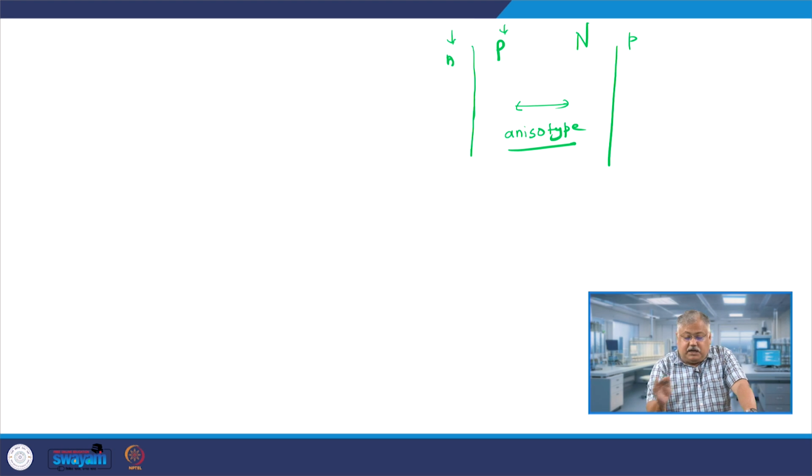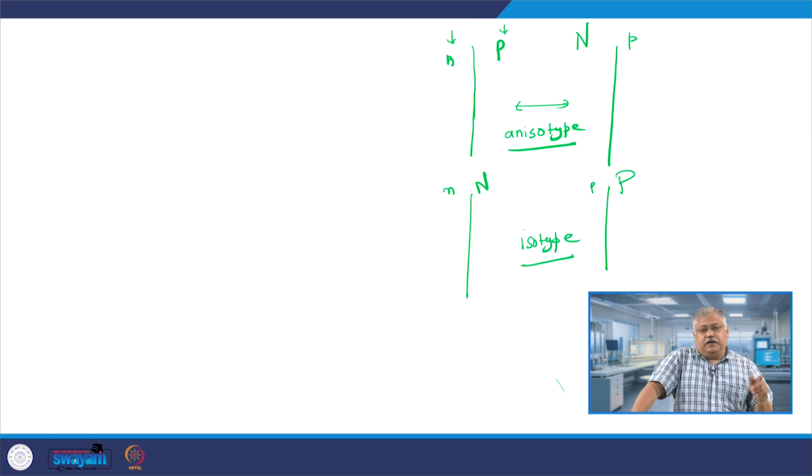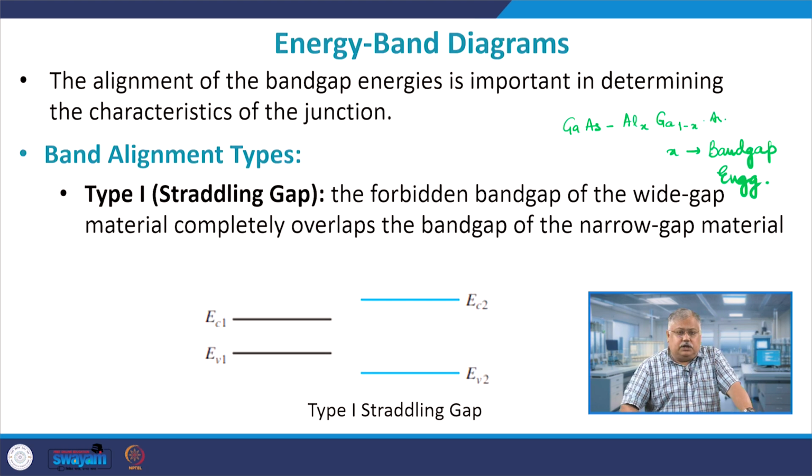Whereas, if the doping is the same, like for example NN or even PP, then we define this to be an isotype semiconductor, right. I mean to say, if the doping is different, we define that to be anisotype; if it is the same, isotype, right. And just looking at the nature of the material, we can easily predict whether it is an isotype or anisotype material. So, there are three types of band gap alignments available to us.